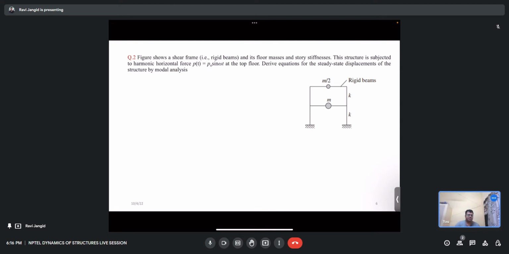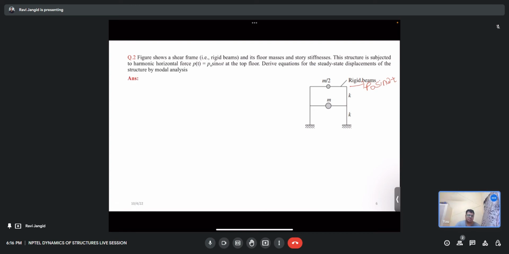For this, first we need to determine the steady state displacement, where the force at the top floor is applied as P naught sine omega t. For this case you also need to first formulate the mass matrix, formulate the stiffness matrix, and then find the eigenvalues and eigenvectors, and then we will be able to find the steady state displacement of the structure. So let us discuss it one by one.